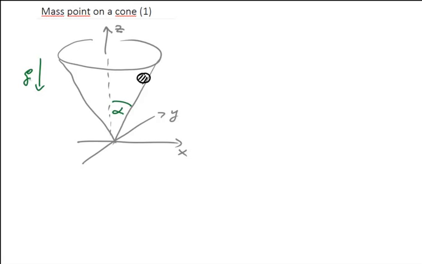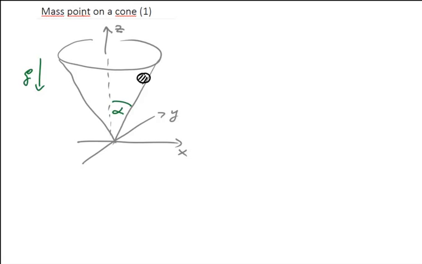It's really just a mass point. We neglect the fact that, in practice, this will be a ball of finite size and perhaps it will be rolling. So this rolling movement we're not looking at. We imagine this is a mass point and it's gliding without friction on the inside of this cone. The mass point is constrained to move on the surface of that cone.